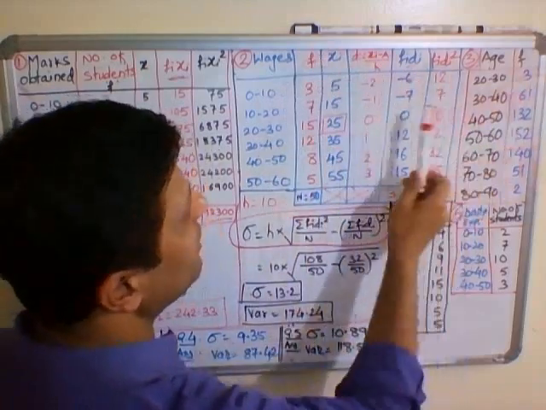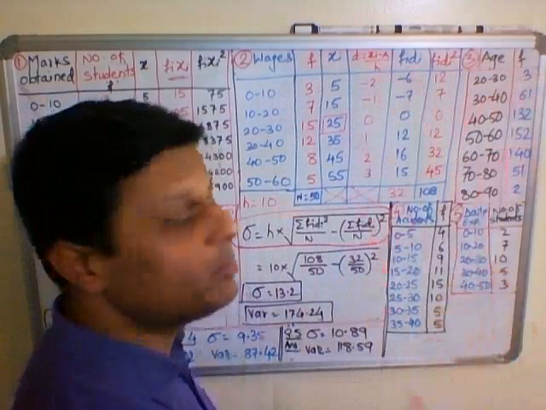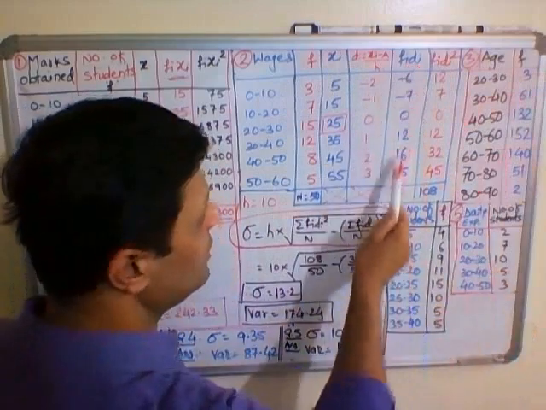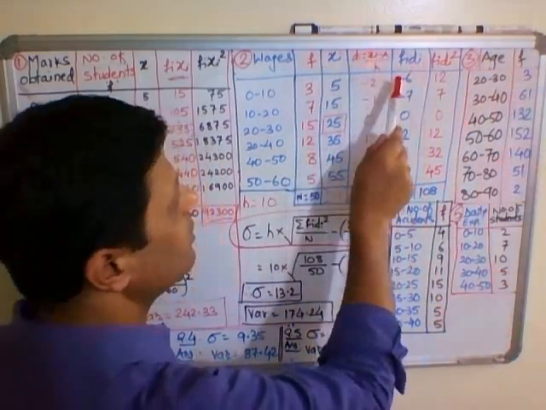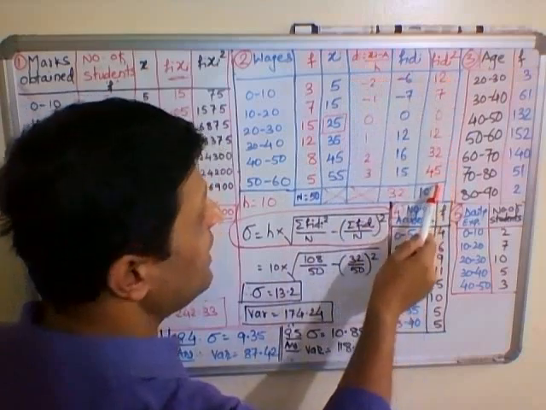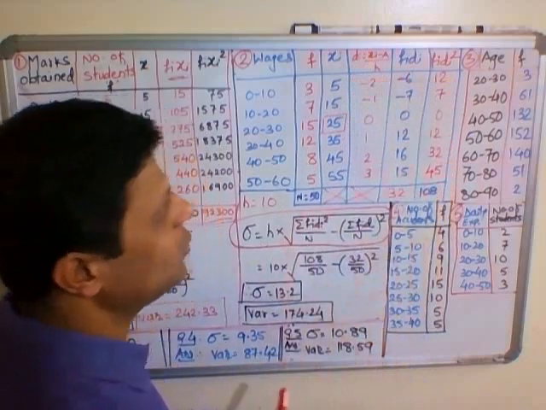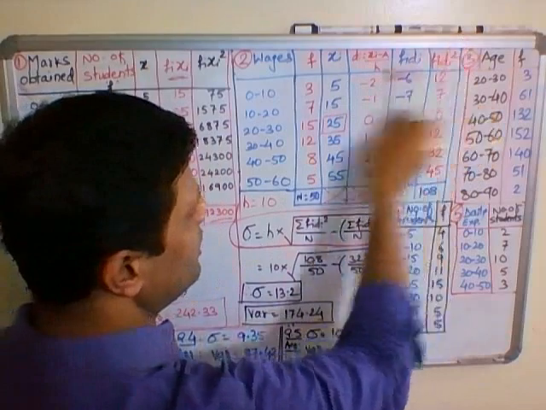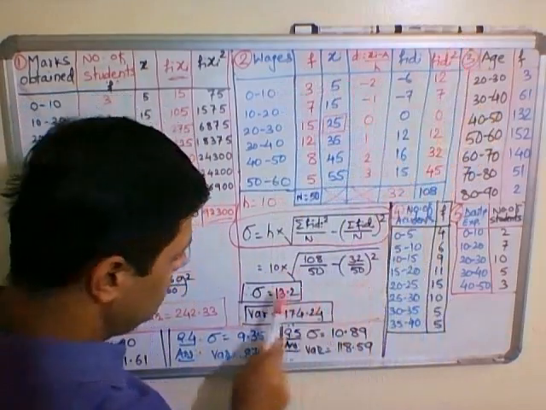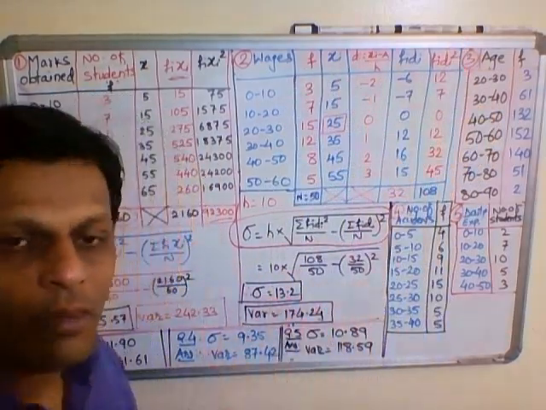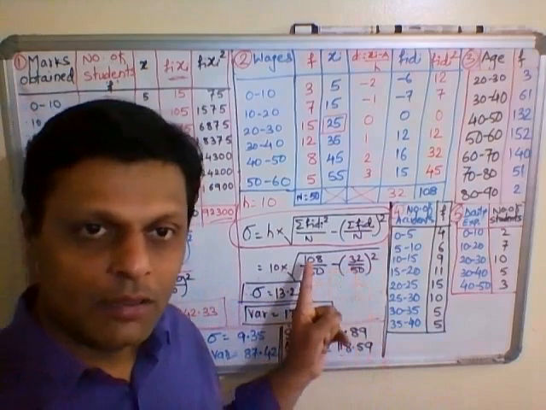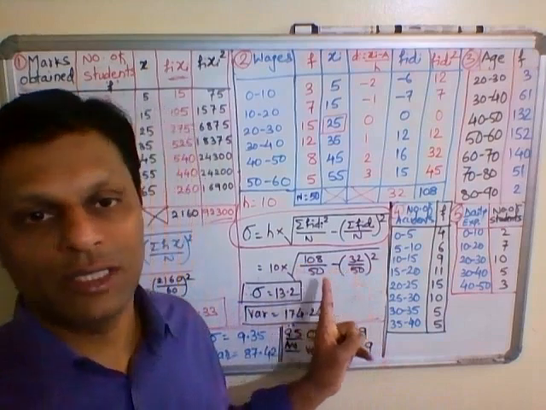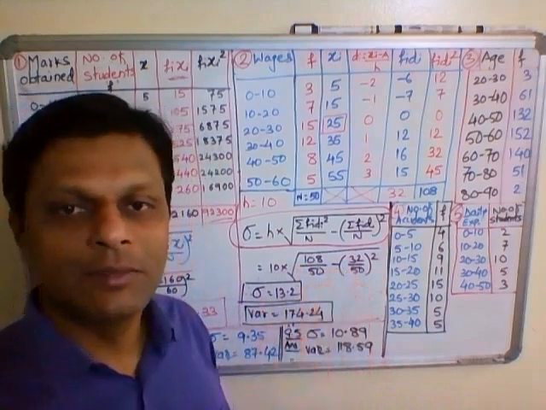Then fi di square, that is fi into di, please pay attention. So fi di is already with us, multiplied by di again. So I get these fi di square values with total. So this completes the table. Now substitute values to get the answer, and remember to pay attention to the square root sign before getting the answer.